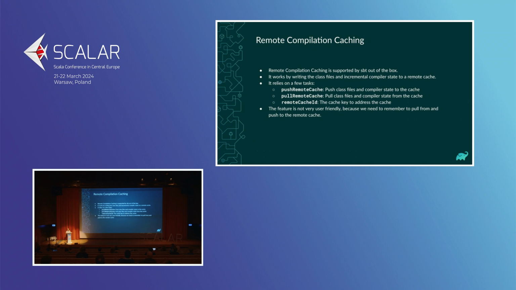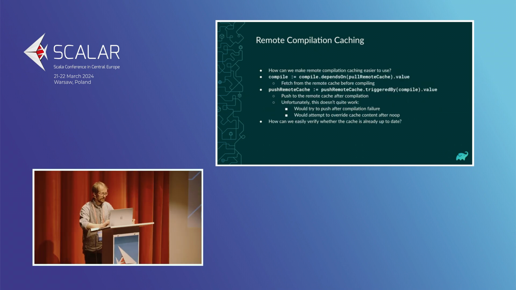Remote cache ID is an implementation detail. That is the task that you would use to compute the cache key to address the cache. So it's not very user-friendly at the moment, and also it's not very well known, because we need to remember at each step to repopulate the cache, restore the value from the cache, and so on. But we can do a bit better.